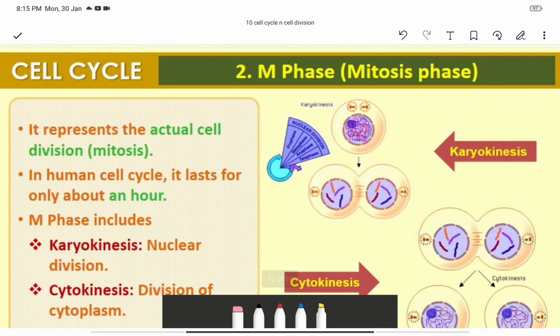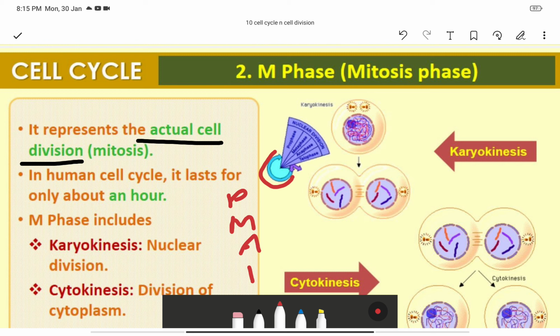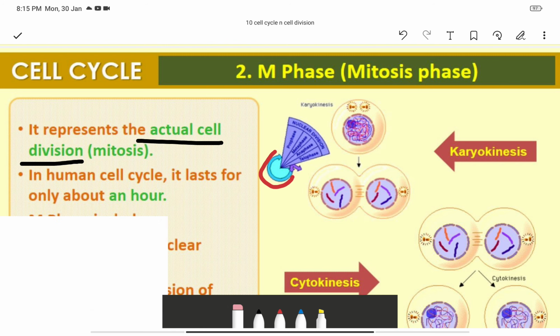Now we are going to discuss the M phase, the mitosis phase. In the mitosis phase, actual cell division takes place. See in this diagram, this is the interphase after the M phase. The M phase has prophase, metaphase, anaphase, and telophase. These are the phases present here.